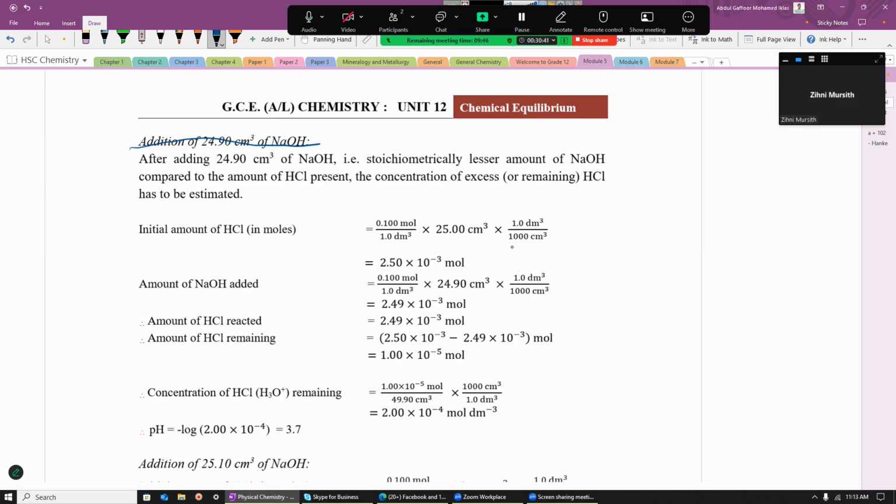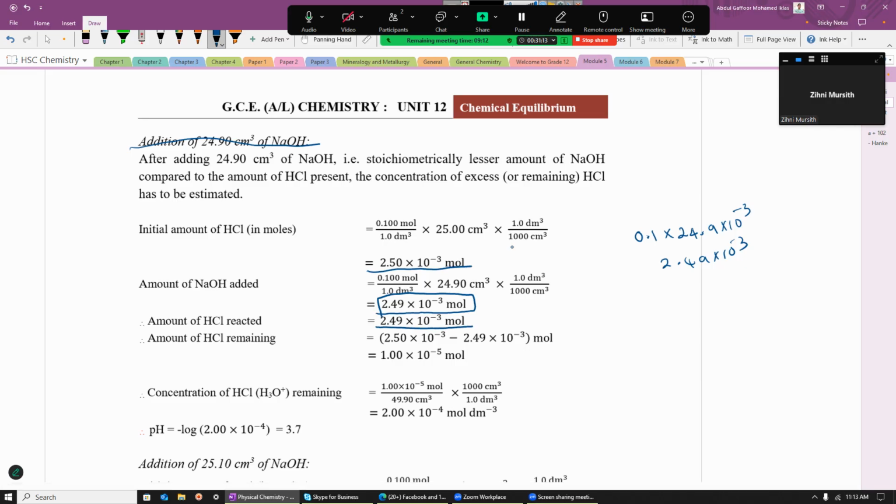Okay. So the initial amount is 2.5 into 10 power minus 3, and the amount of added NaOH is 2.49 into 10 power minus 3. How do you calculate this? Because C into V, concentration is 0.1 and you have added 24.9 into 10 power minus 3. So 2.49 into 10 power minus 3. They have written it in a different way, right?